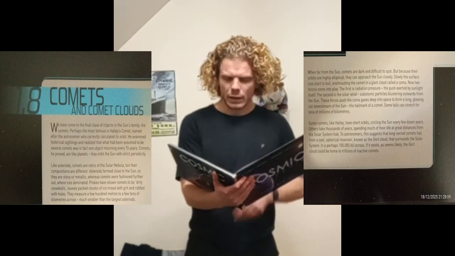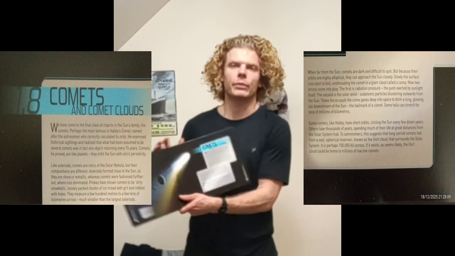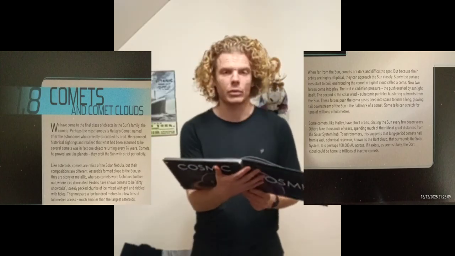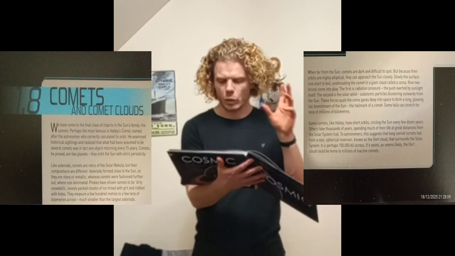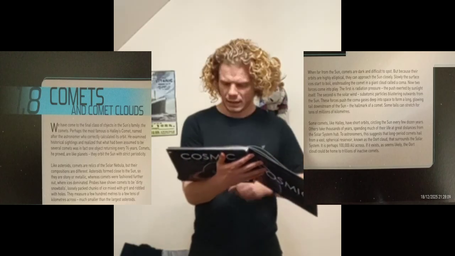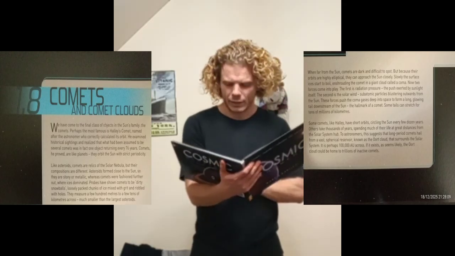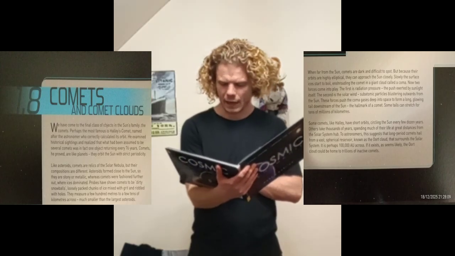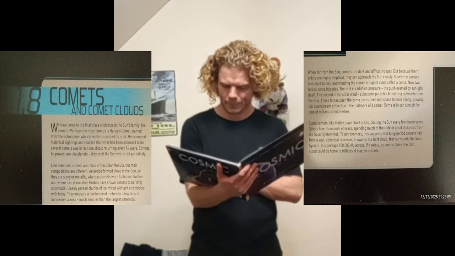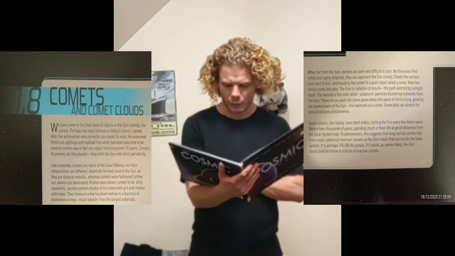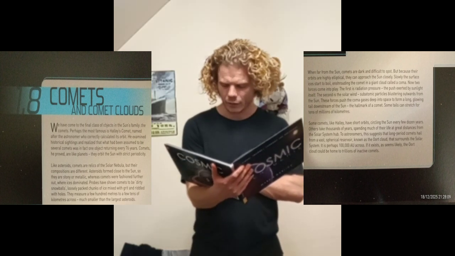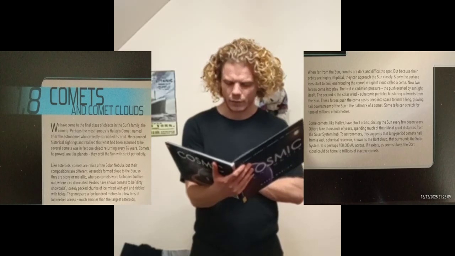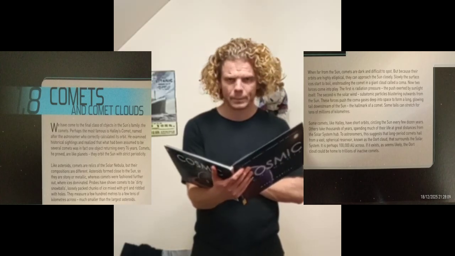Okay, we're having a chapter about comets, and now we want to focus first on the Oort cloud. I don't know how it's pronounced. It is written O-O-R-T. Some comets, like the Halley comet, have short orbits, circling the Sun every few dozen years. Others take thousands of years, spending much of their life at great distances from the solar system hub.